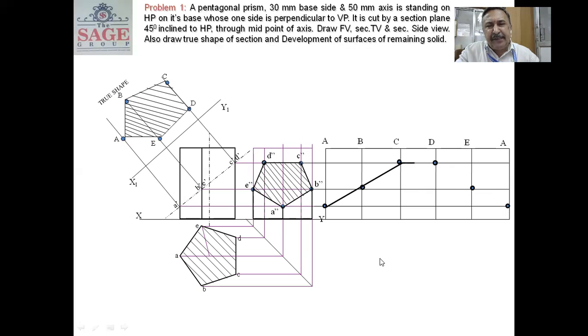So these points are found. Now we join these points. This gives the complete development of this cut solid, which is called the truncated solid, or the remaining part of the solid. So this is a complete problem of section of solid as well as development of surfaces. This is the development.